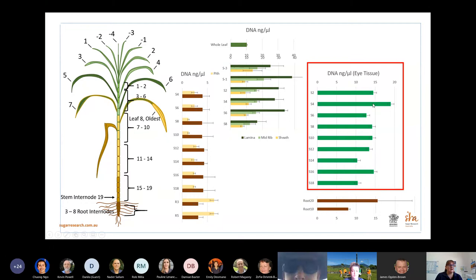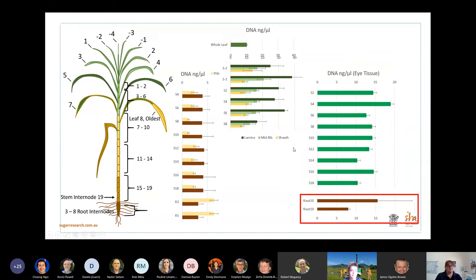If you go underground, the first thing is that you get a lot of variation. So it's not generally as clear cut. You do tend to get quite a lot of variation underground.